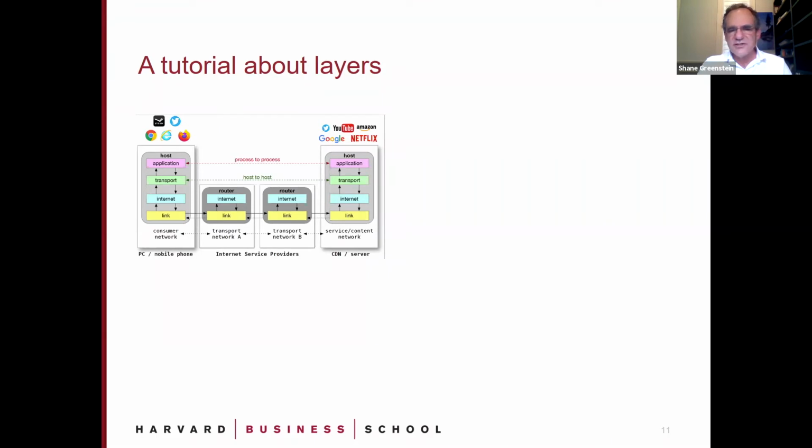Can you see my cursor? Can you see my cursor or not? If I'm pointing at it, no. Okay.